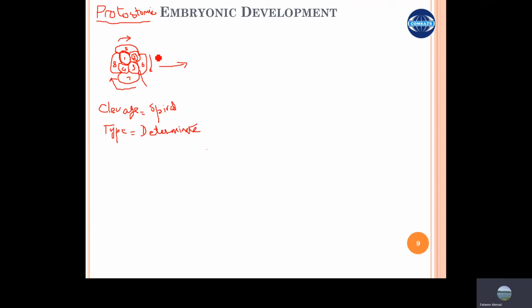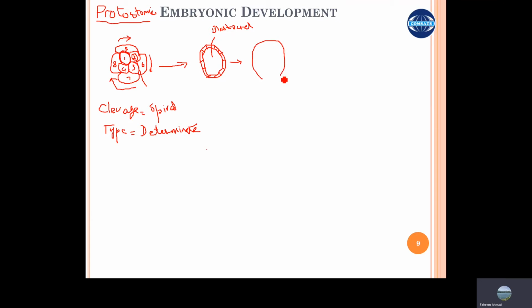Then these cells become 32 and become arranged into a layer, right? So the ectoderm layer is formed for the first time. All the cells are arranged in a ring-like structure with an empty cavity within, that is called the blastocoel, and this whole thing is called the blastula.